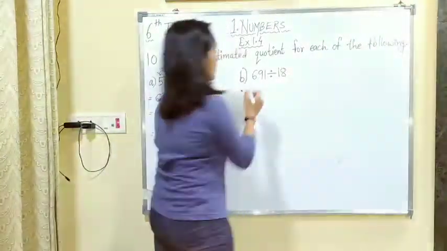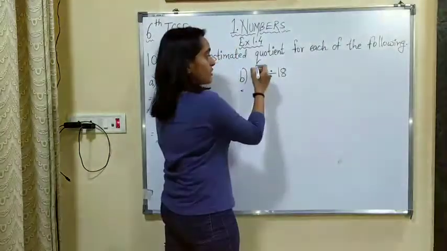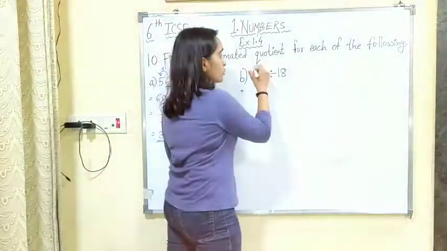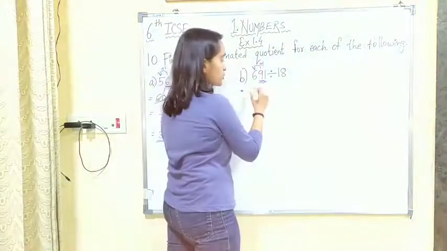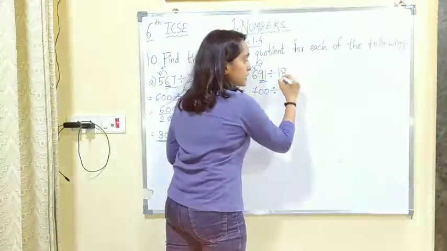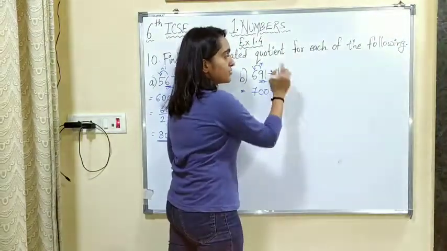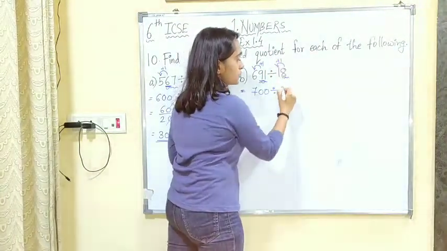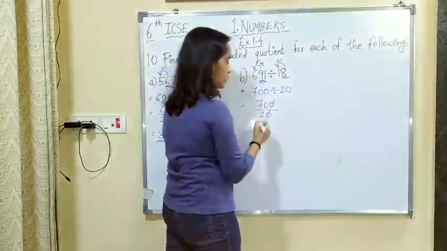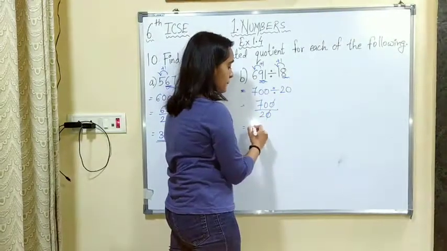Here a 3-digit number is given, so we will estimate it to hundreds place. Here 9 is there. So we will add 1 to the hundreds place and replace all the digits by 0. So 6 plus 1 gives you 7 and these 2 zeros, divided by 18. So the digit at the units place is greater than 5. So we will add 1 here. So it will be 20. Now 700 divided by 20 gives you 70 divided by 2, 0 goes off, and 70 divided by 2 is 35.